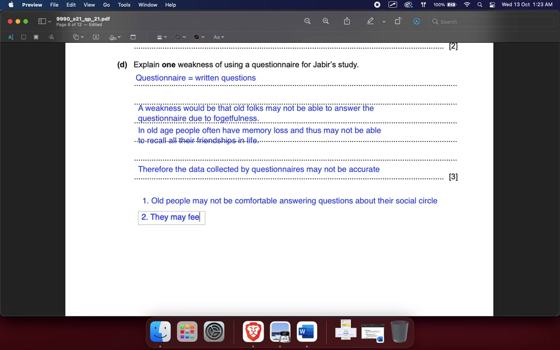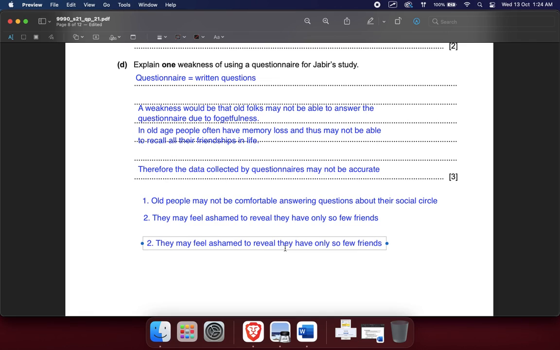They may feel ashamed to reveal they have only so few friends, right? Something like that. And then the 3rd mark would be, therefore they may answer in a socially desirable manner, hence reducing validity.